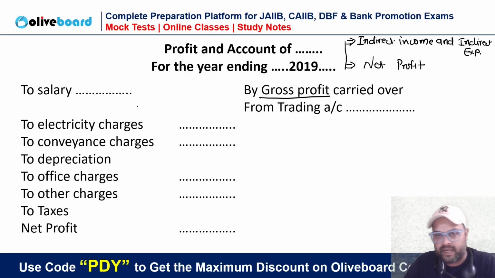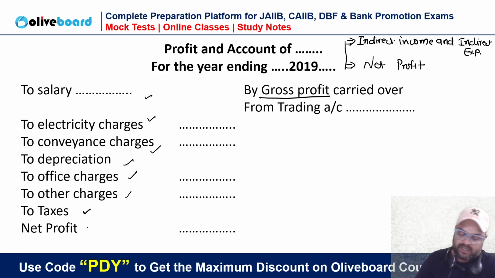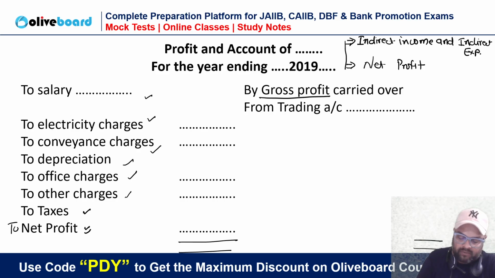All the indirect expenses are salary, electricity, conveyance, depreciation, office charges, any other common expenses, and tax expenditure. Then we find the net profit of the business. When we make the total, these two sides will come equal. Net profit will appear when again the credit side of the profit and loss account is higher than the debit side.